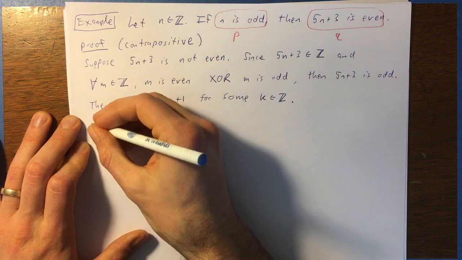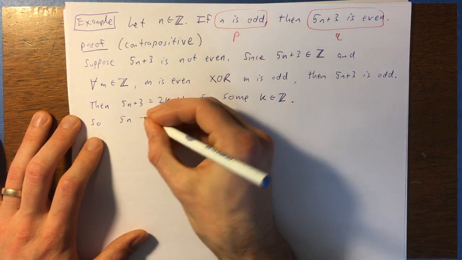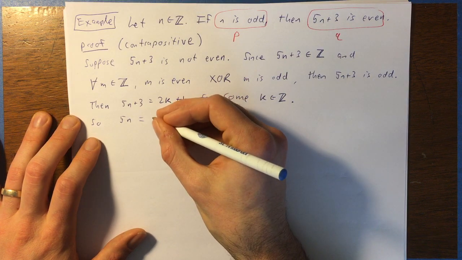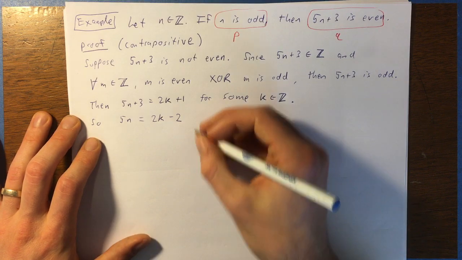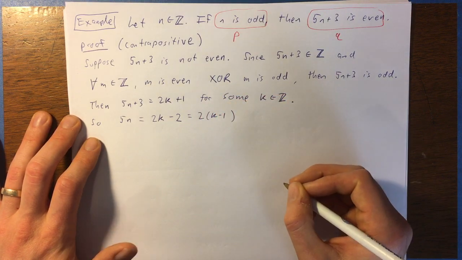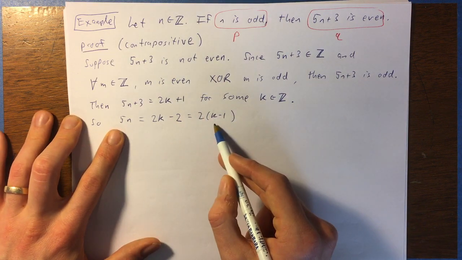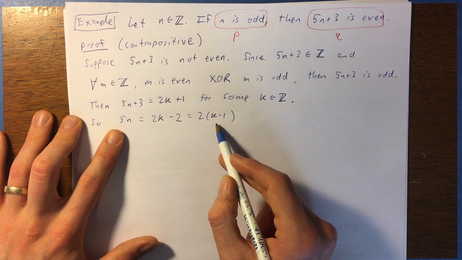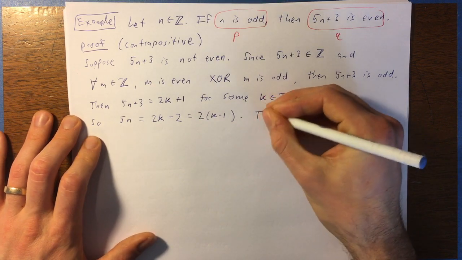So I'm going to get, let's see, 5n is going to be 2k minus 2, if I subtract 3 from both sides, which is 2 times k minus 1. I'll factor a 2 out of there. So that's interesting. So 5n is an even number. That's pretty useful. Let's put that down.